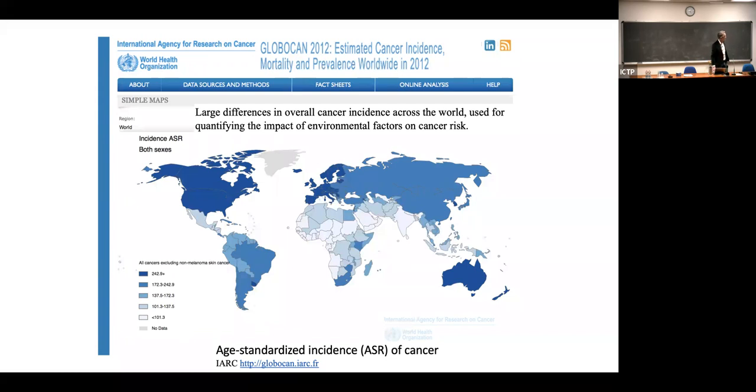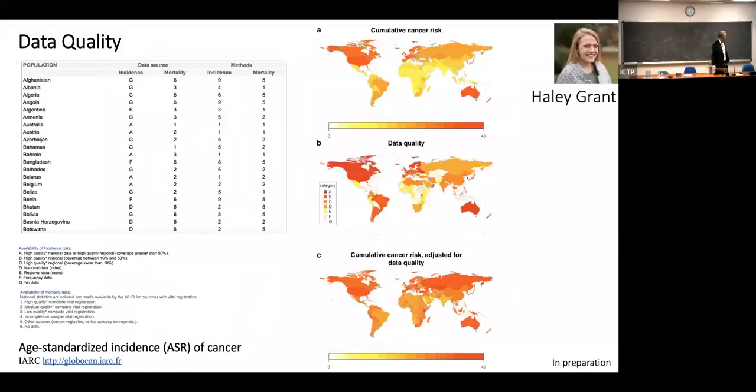Let me show you something that we are about to publish. I mean, about to submit. But it's a very simple thing. So the map on the top there is the same map I just showed you. I just changed the colors because the R software that we had was that default, okay? Now, the second map though is data quality.